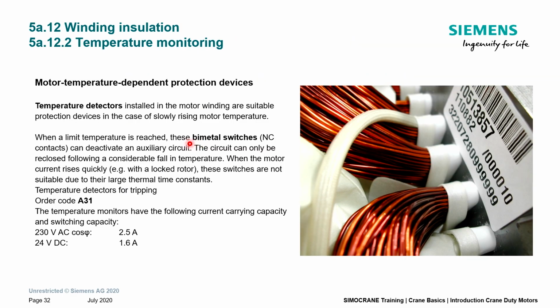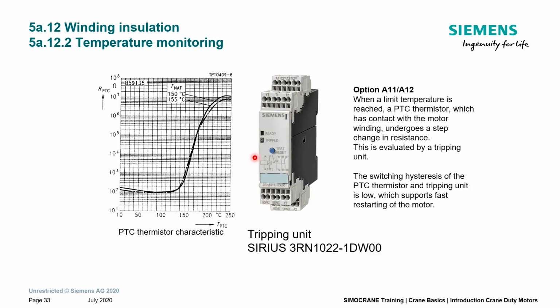Temperature class means we have a temperature class, and to protect the motor we need measures for when the motor is overloaded, so that it does not reach too high temperatures in the winding. A simple measure is bimetal switches. When you have very simple drives, then we can use these bimetal switches. That's the most simple measure.